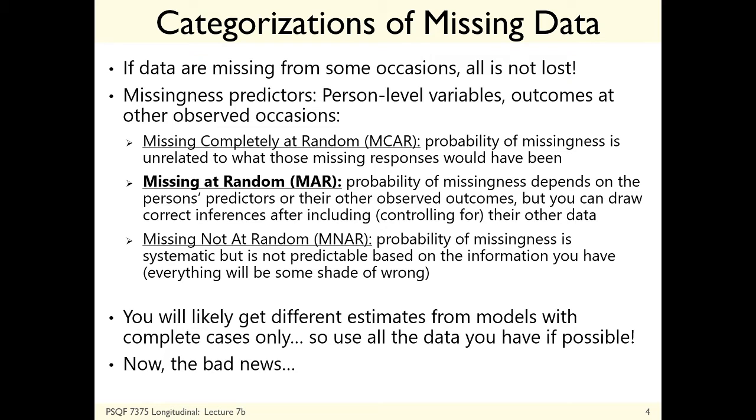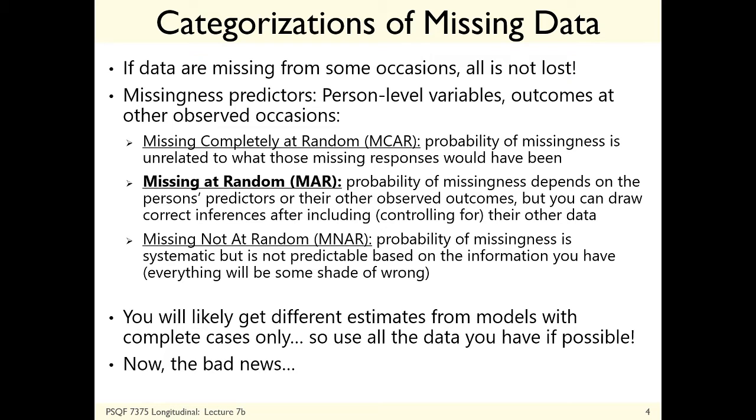Are any of these testable? Are any of these empirically testable? You don't know? I don't think so. You don't think so? Only the first one. Missing completely at random is testable because if you find something in your data set that is related to the missingness, by definition, it's not completely at random. That's the only one though.